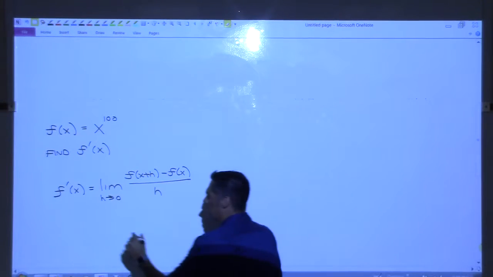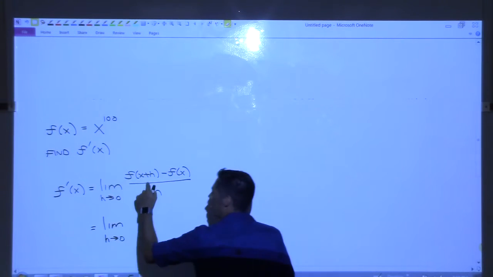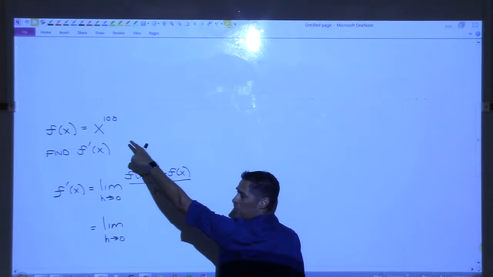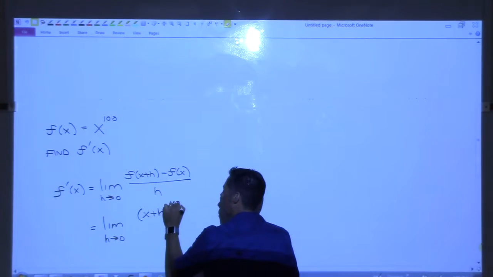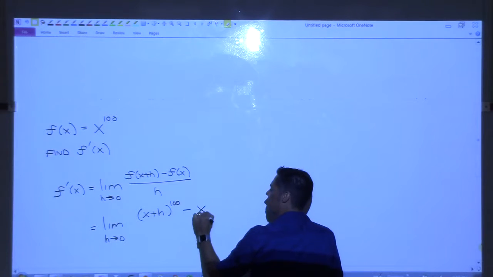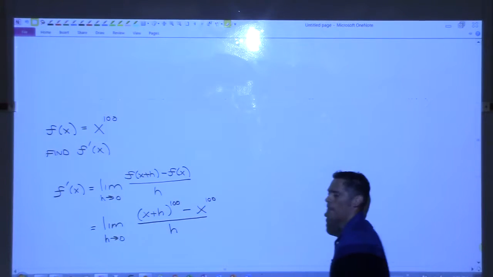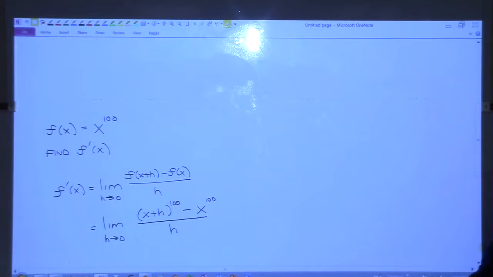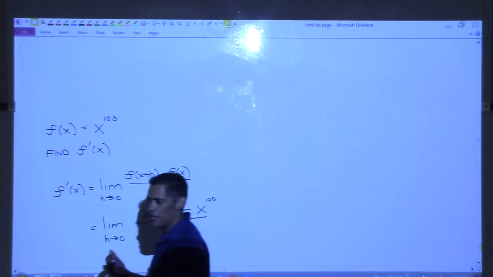Now this means I have to take the limit as h goes to 0. f of x plus h means plug x plus h into that. x plus h to the 100th power minus, what's f of x? x to the 100th power all over h. And you can check for yourself right now. If you let h go to 0, you're going to get 0 over 0, so we need to do some algebra. So what sort of algebra are we going to need to do?